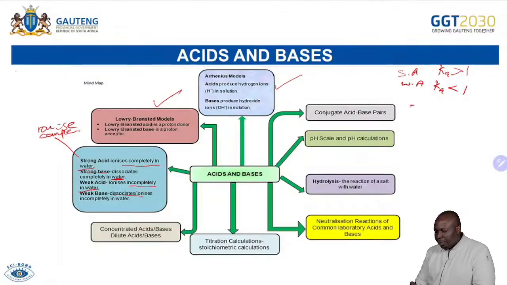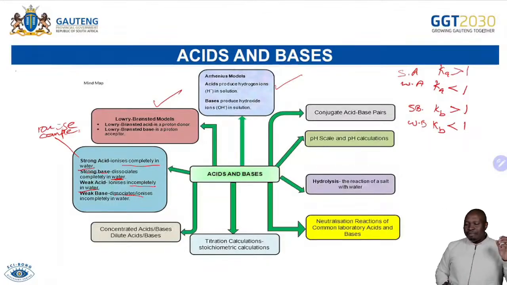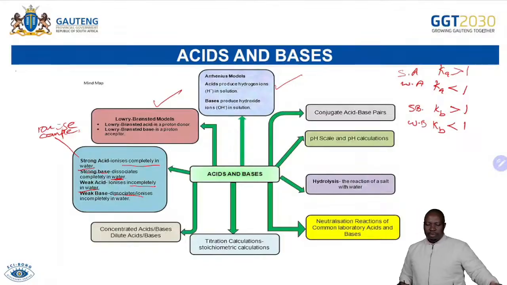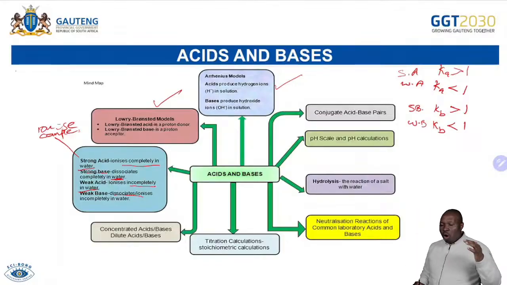The same applies to bases. The Kb value for a strong base will be greater than 1, and the Kb value for a weak base will be less than 1. So always know them by their Ka and Kb values, and you are able to determine whether they are strong or weak.